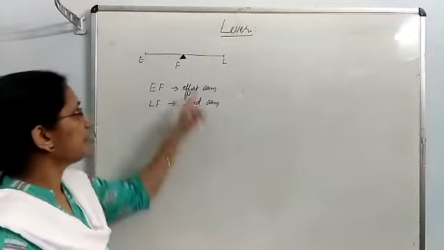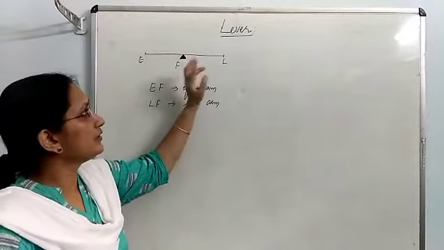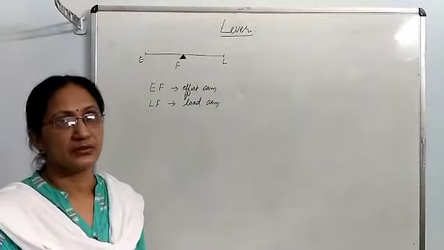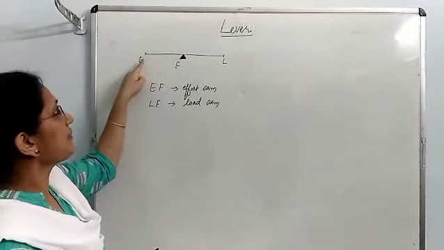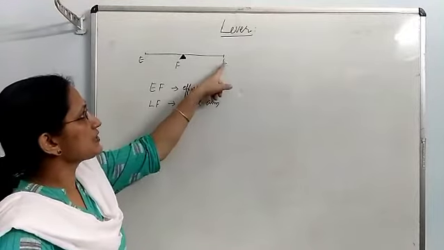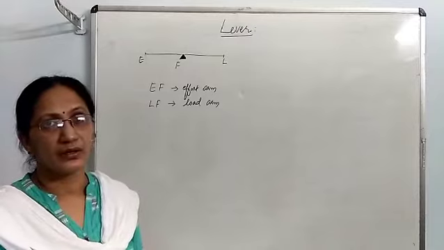Then the pivoted point we call the fulcrum, and the two forces are load and effort. Then the distance from effort to fulcrum we call the effort arm. The distance from load to fulcrum we call the load arm.